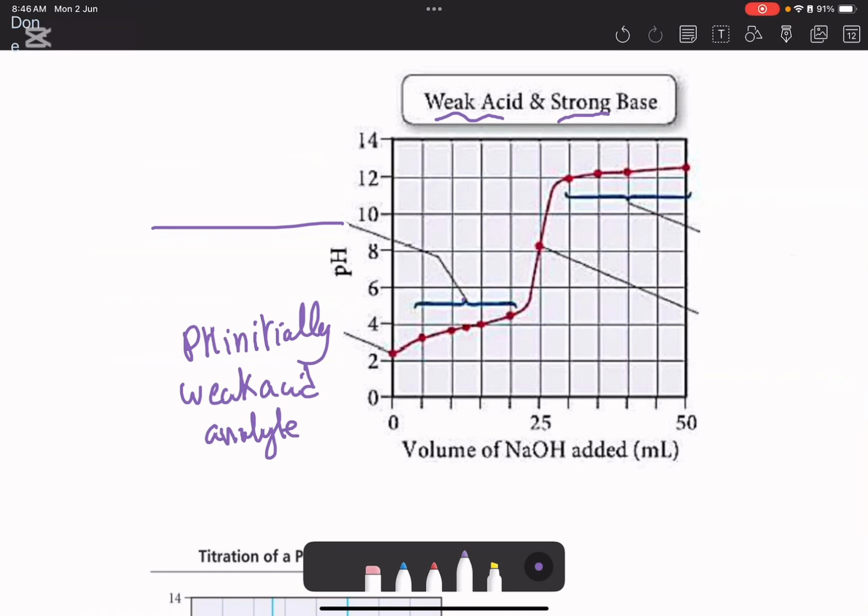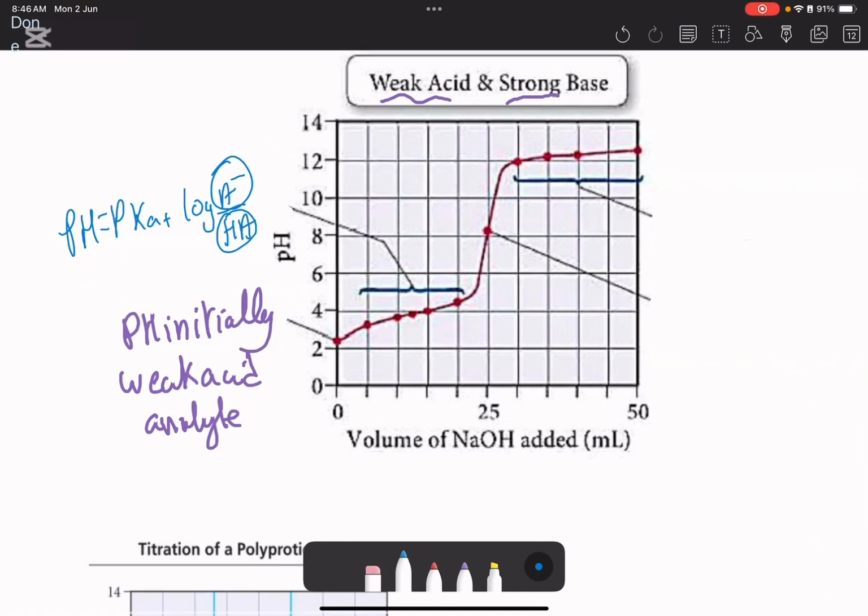This is the buffer range. This is before the equivalence point when the moles of the weak acid are more than the strong base. So we can simply say that's the pH buffer range. Here we can use the formula pH equals pKa plus log of A minus over HA, and know the quantities of A minus and HA.